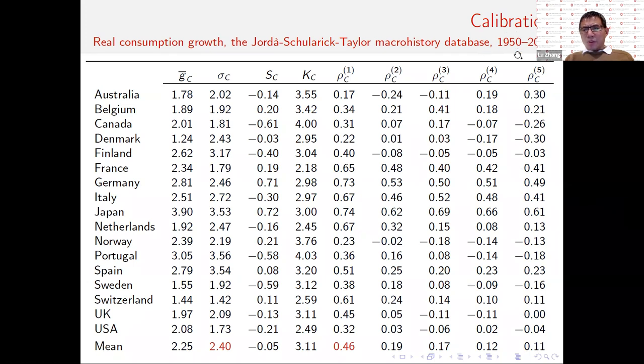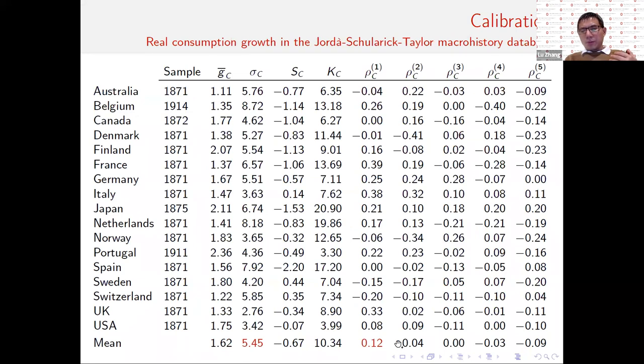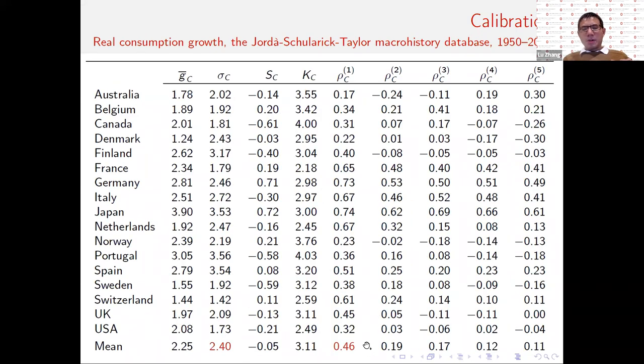So now let's look at the post-war sample after 1950. The consumption volatility is more than halved. It's only 2.4% on average across countries. At the same time, consumption growth is much more persistent. It used to be only 0.12 in the historical panel, now it is 0.46. In particular, the post-war US sample, which the asset pricing literature has overwhelmingly focused on, is 1.7% with 0.3 first order autocorrelation. So we interpret the evidence as saying the post-war US sample may not be that representative.